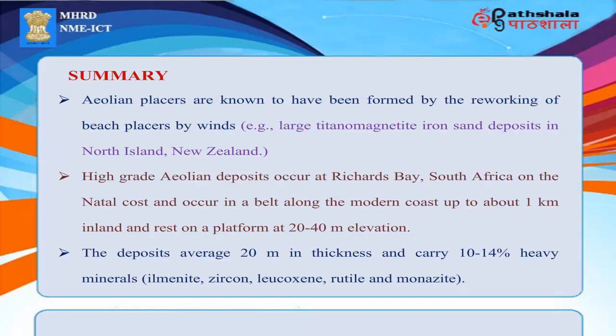Aeolian placers are known to have formed by the reworking of beach placers by winds. High-grade Aeolian deposits occur at Richards Bay, South Africa on the Natal coast and occur in a belt along the modern coast up to about 1 kilometer inland and rest on a platform at 20 to 40 meter elevation. The deposits average 20 meters in thickness and carry 10 to 14% heavy minerals like ilmenite, zircon, leucoxene, rutile and monazite.